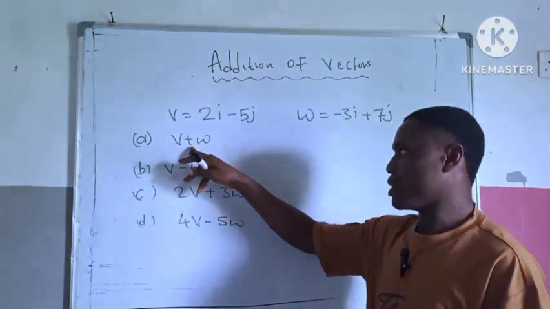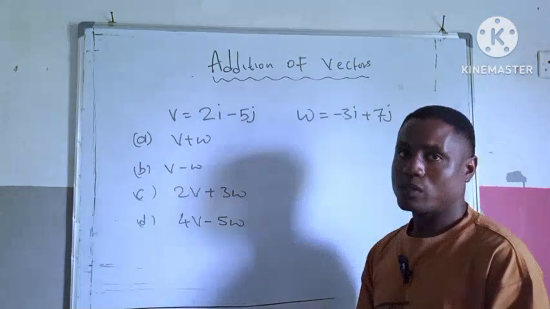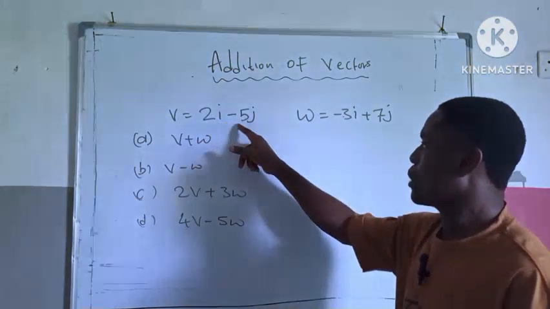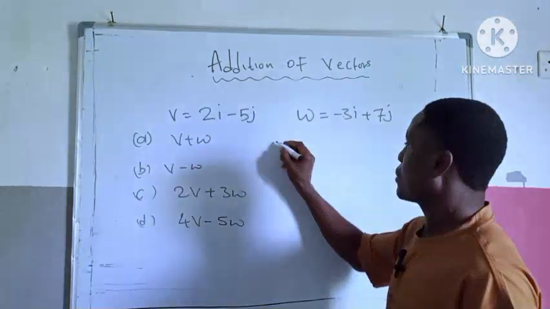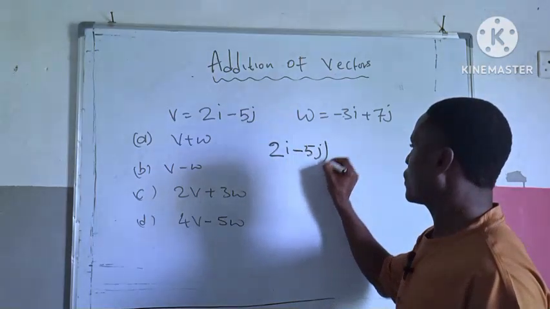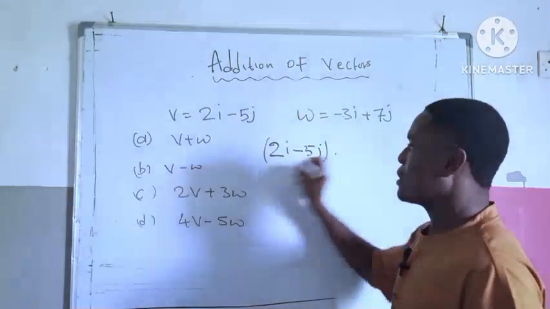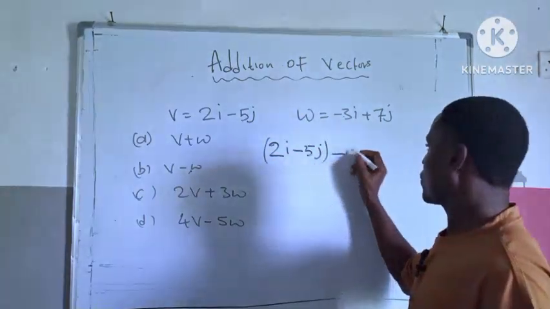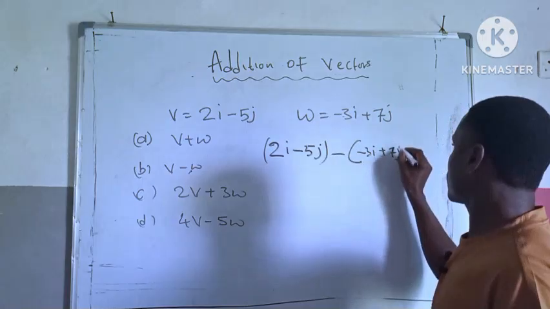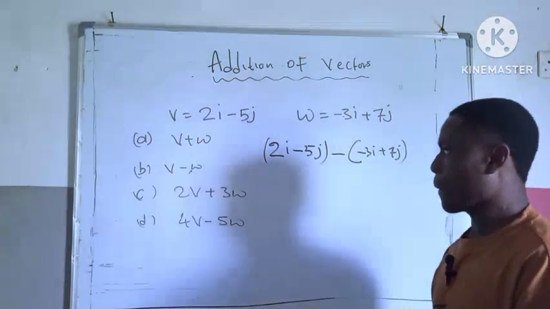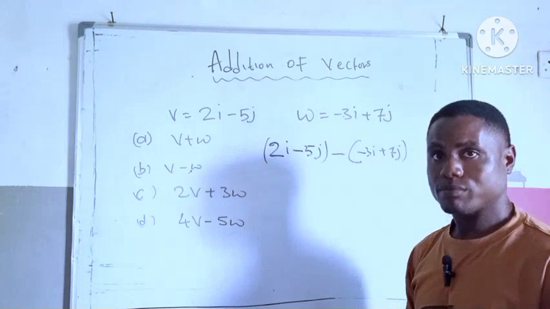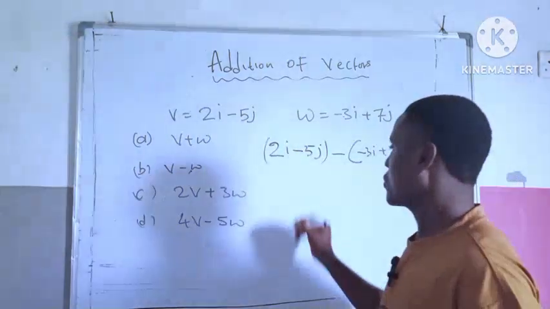The first one, the middle is plus, while the second one, the middle is minus. So the value of v is 2i minus 5j, in brackets. Don't forget, since here is minus, we put minus here, so minus 3i plus 7j. Are you getting it? So the next method is to open the bracket.